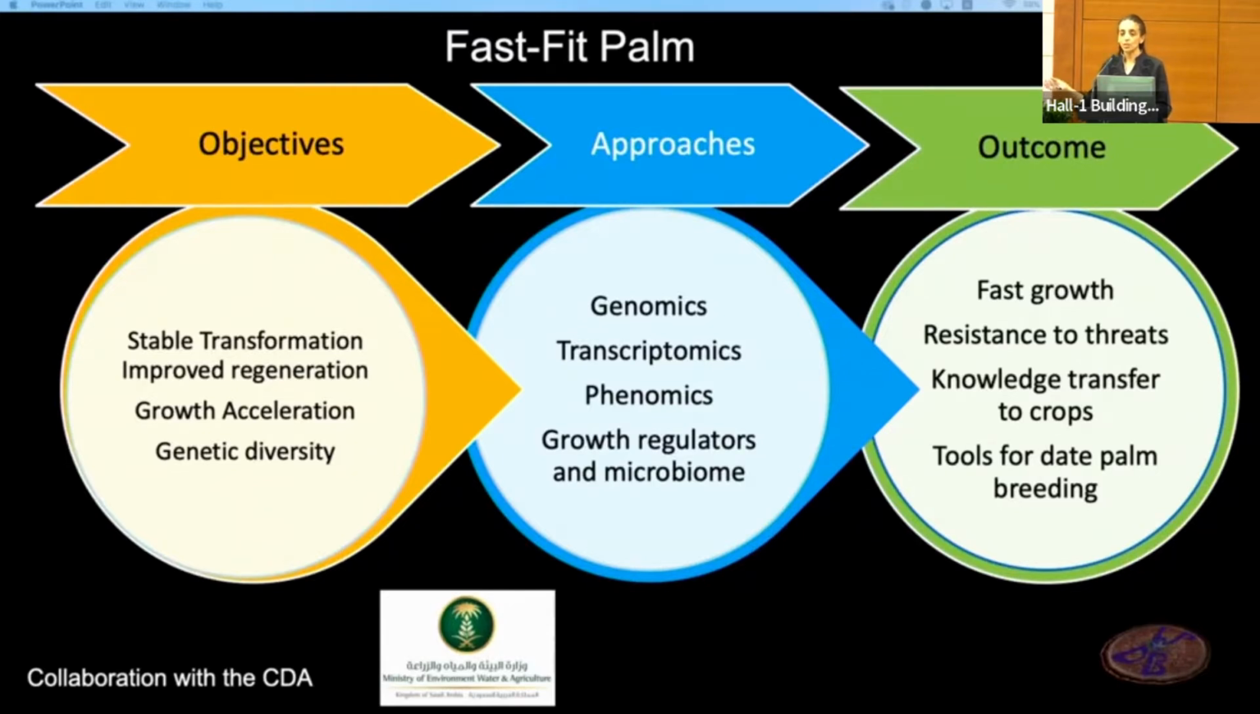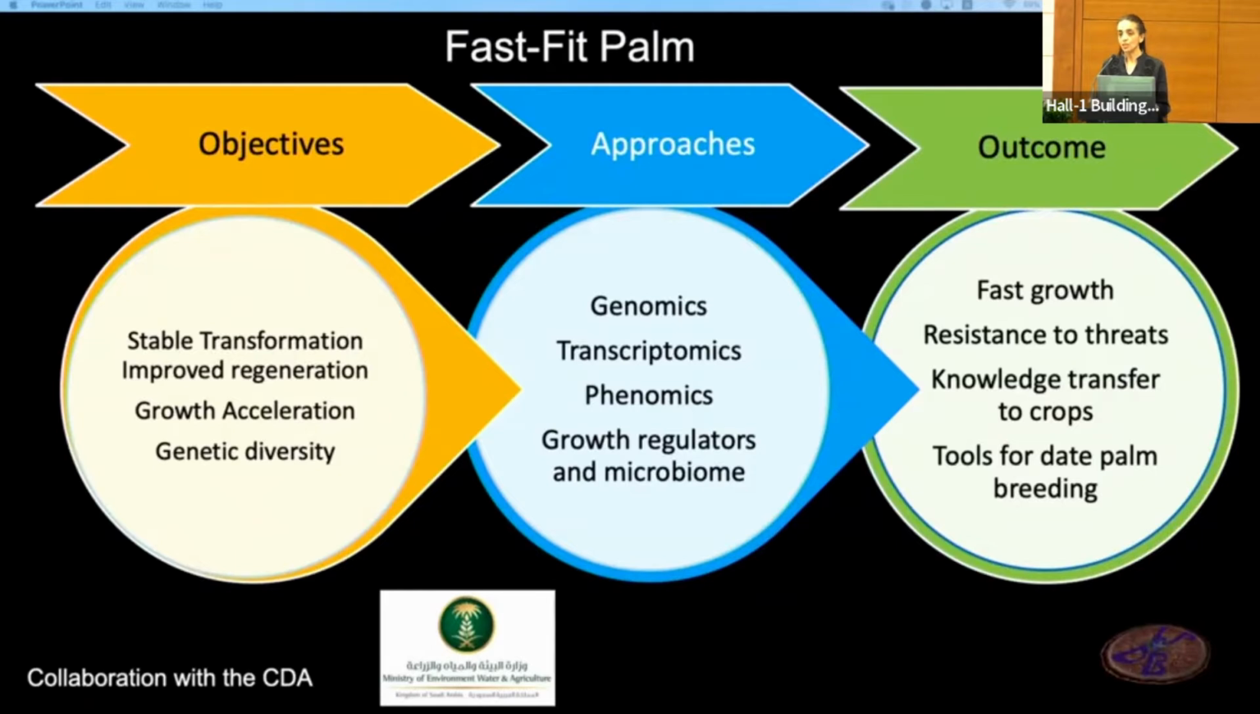How can we exploit this genetic diversity and this variation to translate it into a more sustainable knowledge? So as a project, we use genomics, transcriptomics, phenomics, growth regulators, and microbiomes. And this is a project that is in close collaboration with members of the CDA. So all the members of the CDA are involved here, and each member is taking care of one aspect of the project. And what would be the outcome?